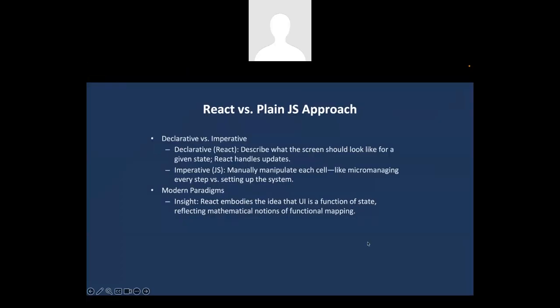Okay. So the main reason we have used React is that it describes what the screen should look like for a given state, and React handles the updates. Whereas using JS is an imperative method, and it will manually manipulate each cell, like micromanaging every step rather than setting up the system. And some of the modern paradigms: React embodies the idea that UI is a function of state, reflecting mathematical notions of functional mapping.